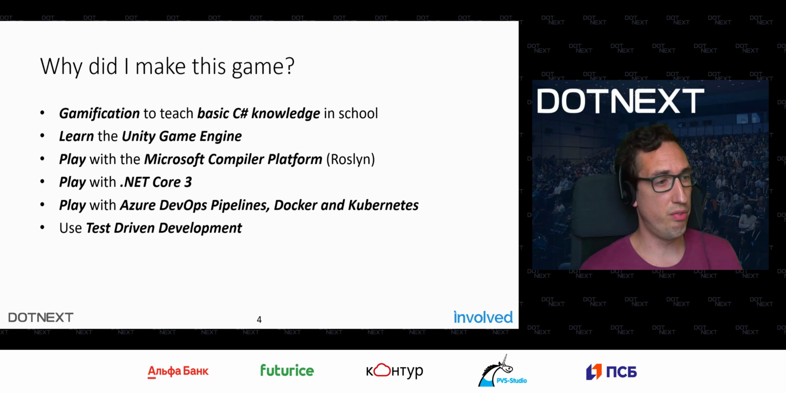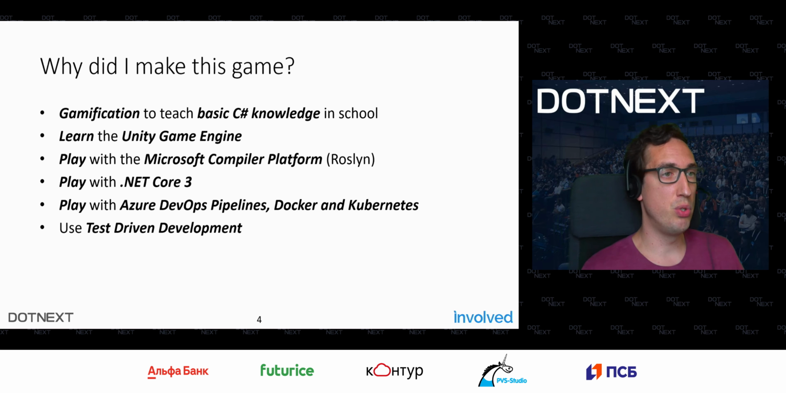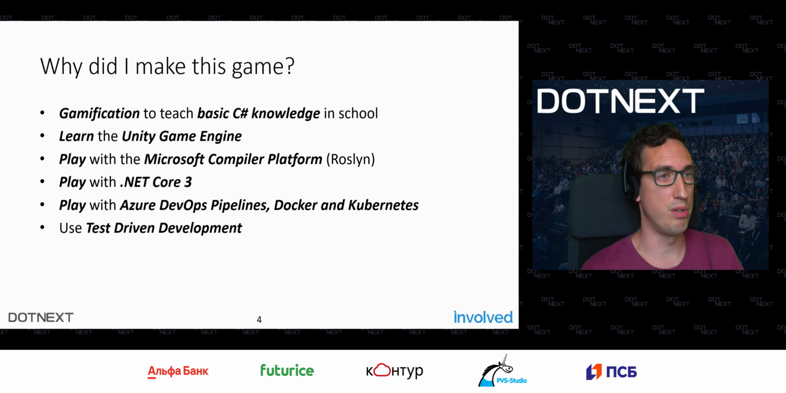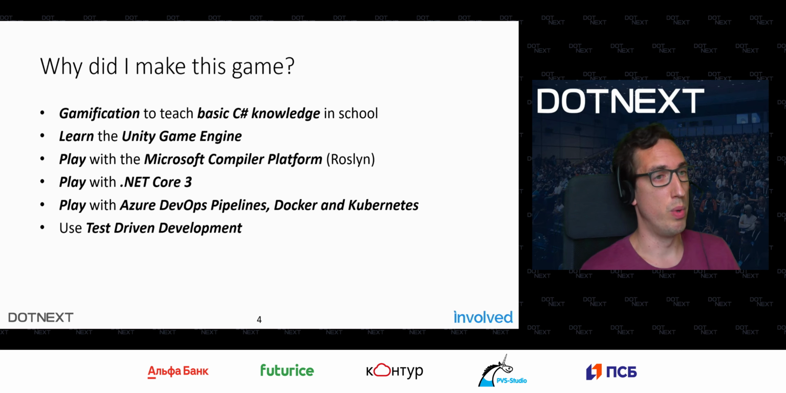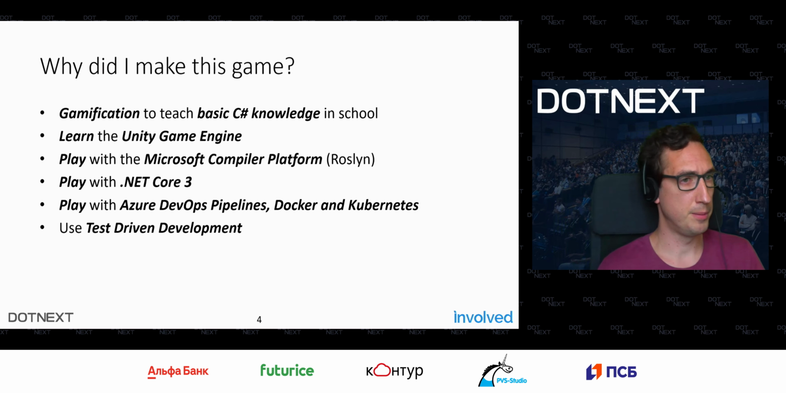So I want to teach basic C# knowledge, but I want to make it fun and a cool experience. But of course, for myself, it was a lot of fun to learn the Unity game engine because I wanted to learn this during my free time. It also gave me an opportunity to play around with the Microsoft compiler platform, or Roslyn. Since Microsoft released their C# and Visual Basic compilers as open source compilers, we can leverage that and use them for our own purposes. It gave me an opportunity to play with the newest version of .NET Core. Actually, I made this project already a couple of years ago when .NET Core 3 was not released yet. But today, the final version is in .NET Core 3, and I'm already working on upgrading it to .NET 5.